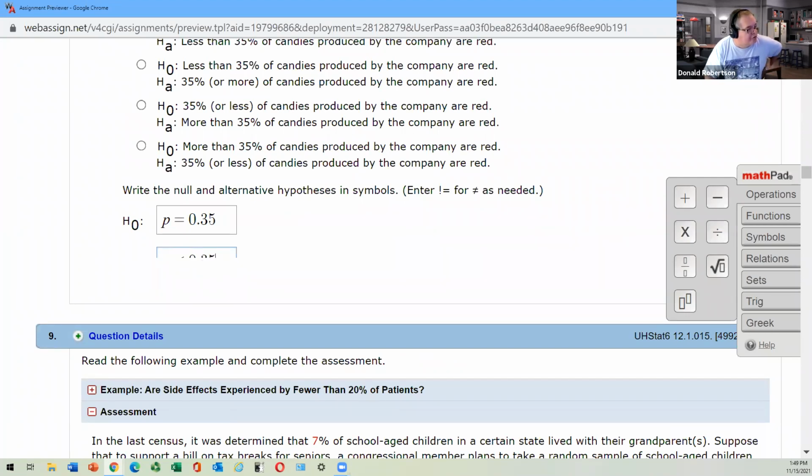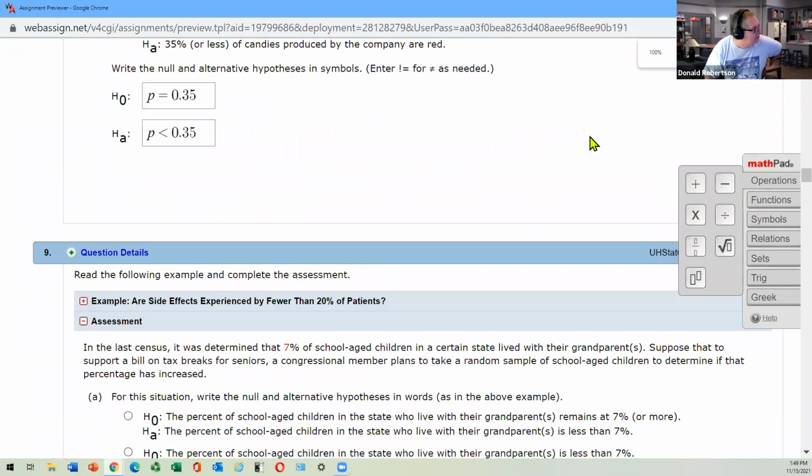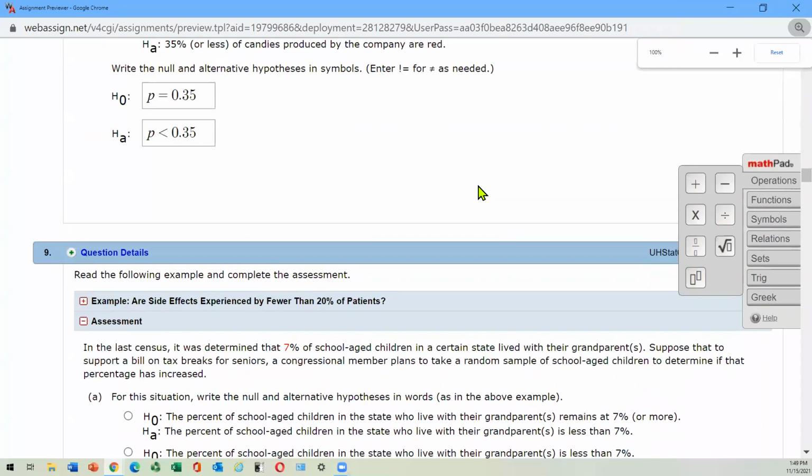And I may have to shrink this up so you can see it. There. Now, you see how much easier it is just to go straight to the null and alternate than trying to turn it into one of those English sentences and then change it.